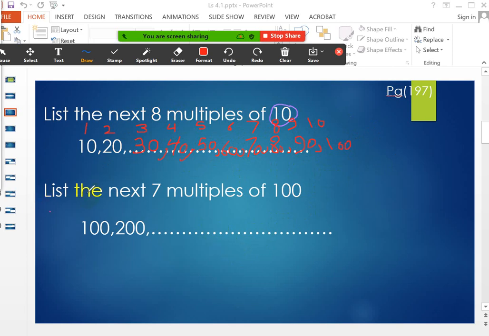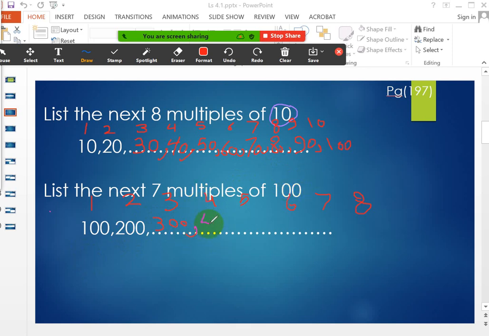Now list the next 7 multiples of 100. So we have to start with the counting number 1, 2, 3, 4, 5, 6, 7, 8, etc. Okay? So we will start 100, 200. 100 multiply 3 equals 300. You have to write with me on page 197.